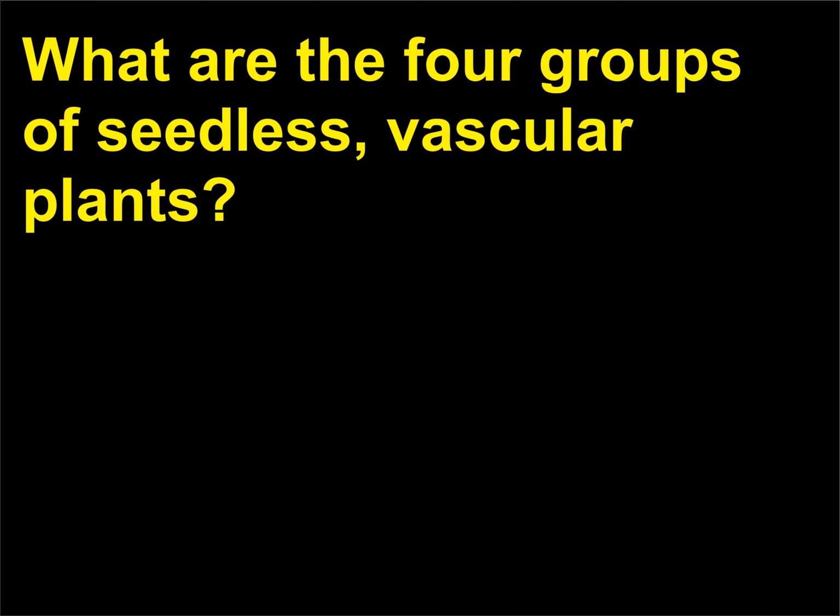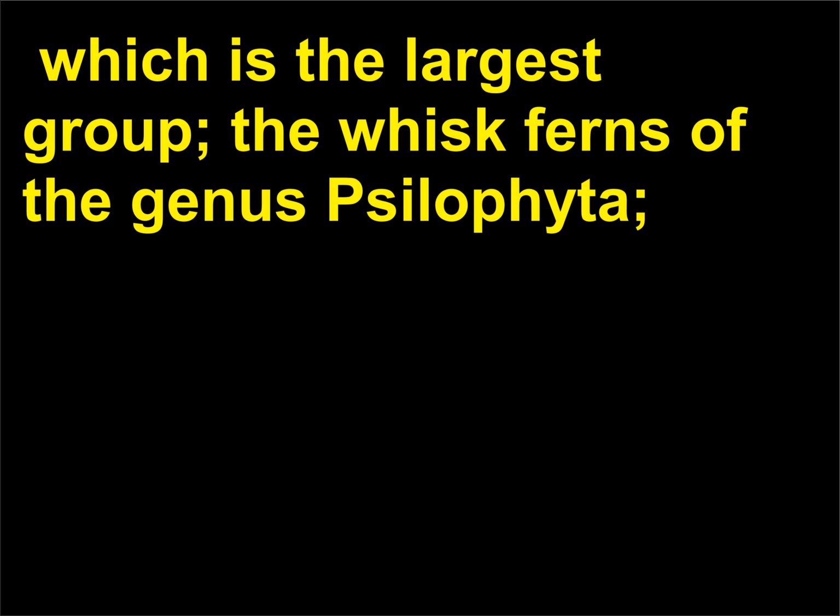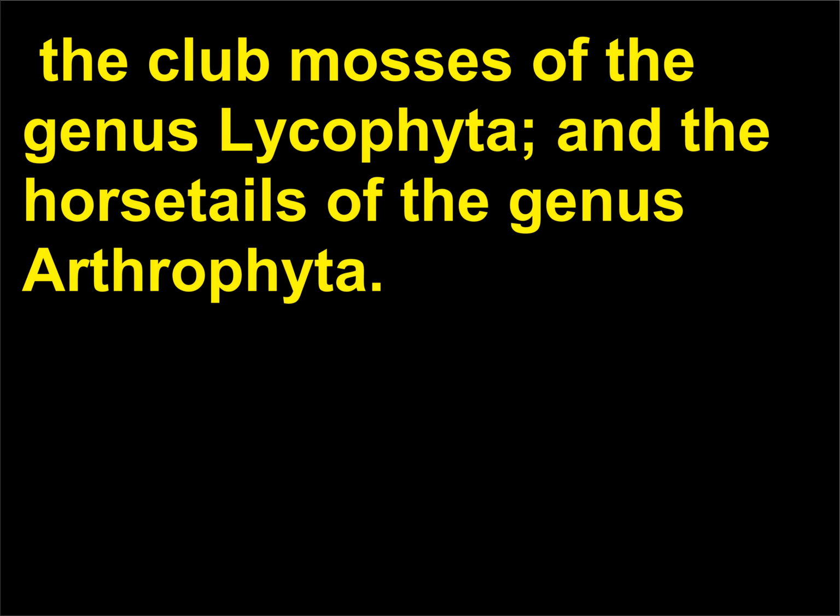What are the 4 groups of seedless, vascular plants? The seedless, vascular plants include ferns of the genus Pterophyta, which is the largest group, the whisk ferns of the genus Xylophyta, the club mosses of the genus Lycophyta, and the horsetails of the genus Arthrophyta.